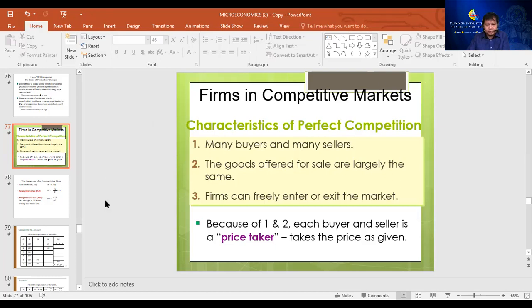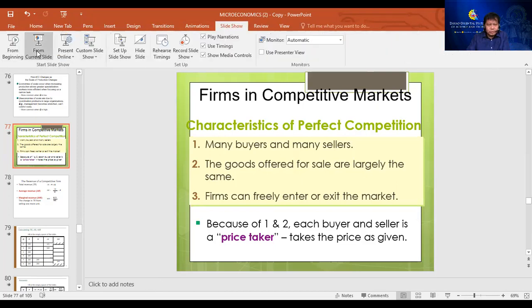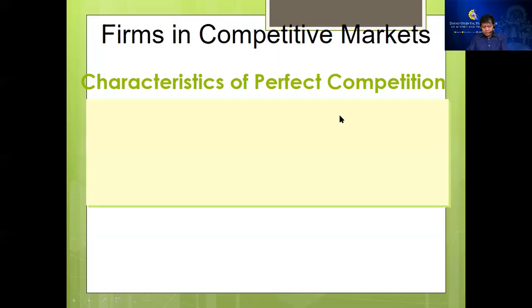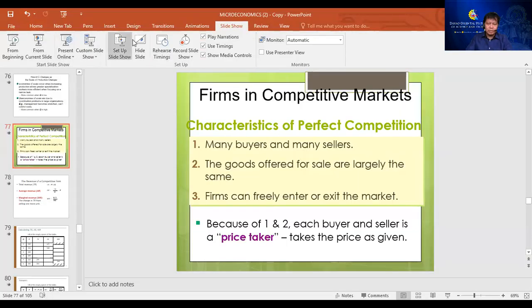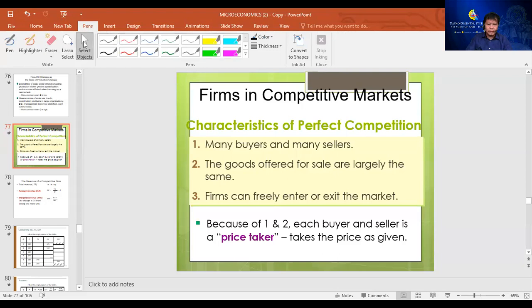So let me show my, okay. So what is the firm in the competitive market? But before that, let me have my pen first. Where's my ball pen? Animation, new tab, pens. So let us have our ball pen. I want to have a blue ball pen. Okay, I'll try my ball pen first. Yeah, we have it. Okay, let us have our animation.